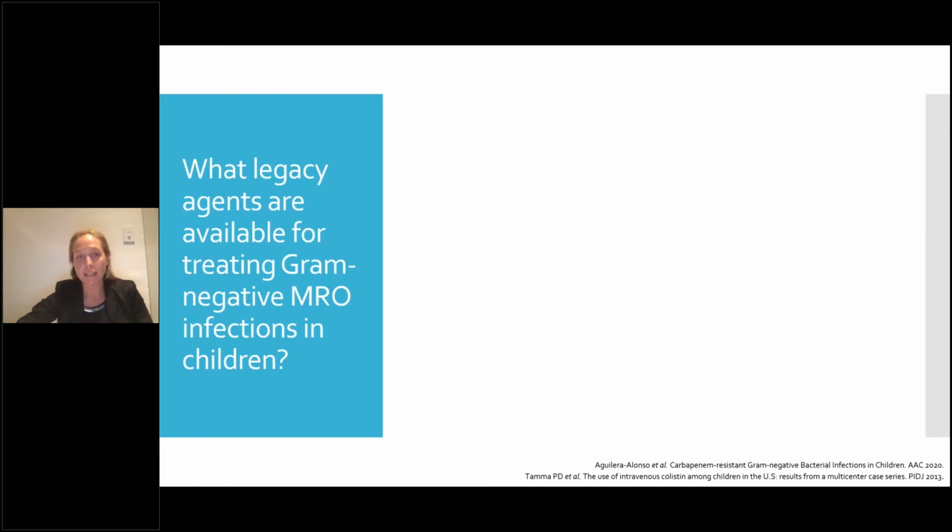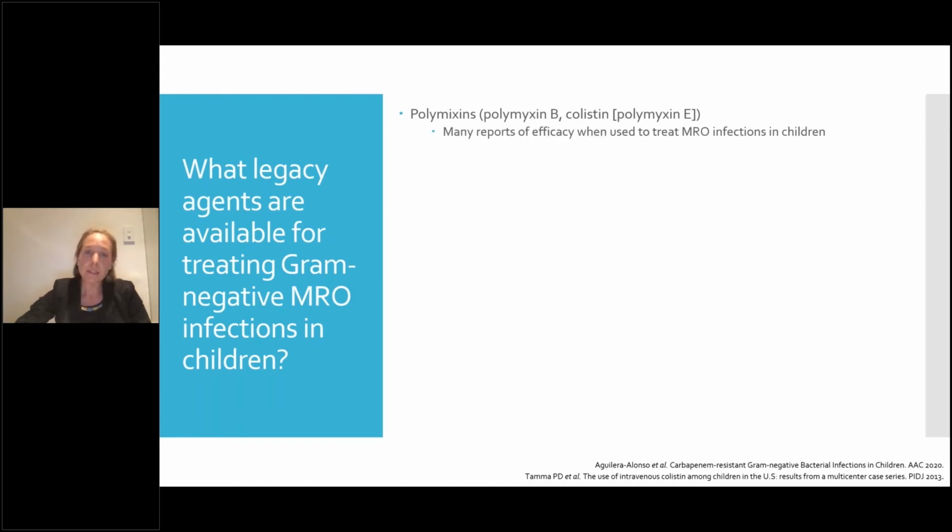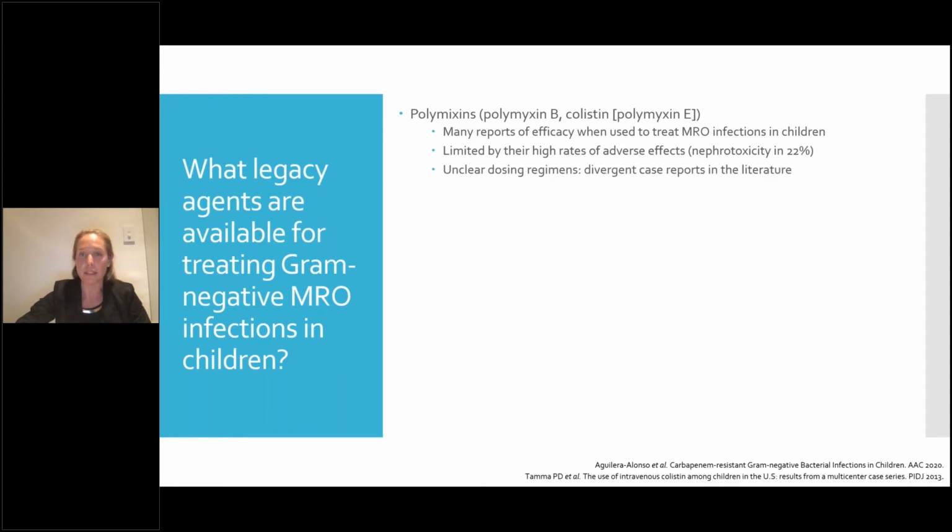So what are the legacy agents that we have available for treating gram-negative multi-drug resistant infections in children at the moment? Polymyxins are still quite widely used in many, especially low and middle income country settings, because there have been some reports of efficacy when used to treat multi-drug infections in children. But unfortunately, these are really limited by their high rates of adverse events, particularly nephrotoxicity and neurotoxicity. And again, there's very unclear dosing regimes out there.